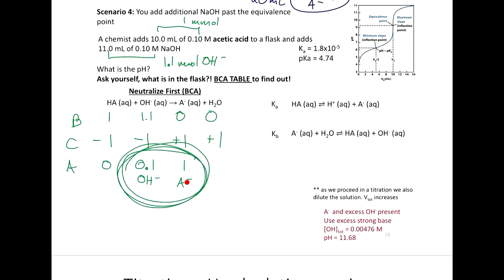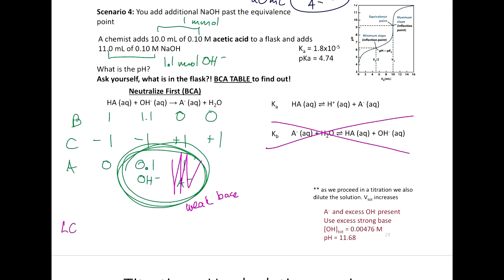What is A minus? Weak base. What is hydroxide? Strong base. How do you think you're going to calculate the pH? The strong base. So can we ignore A minus? Yes, we can. We're going to just ignore it because it is a weak base. So we can just ignore it. All right. So with the excess hydroxide, we need to actually get its concentration so we can calculate pOH.